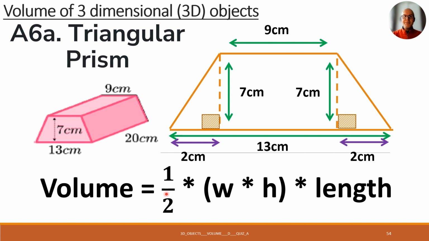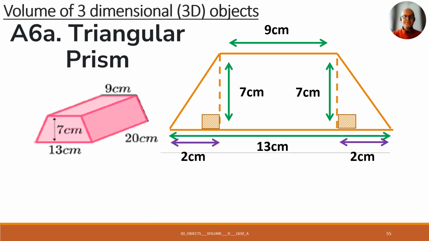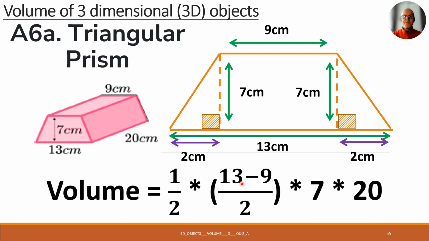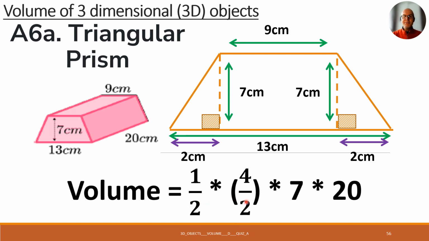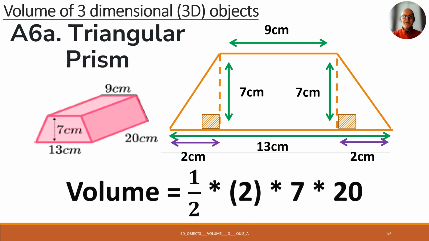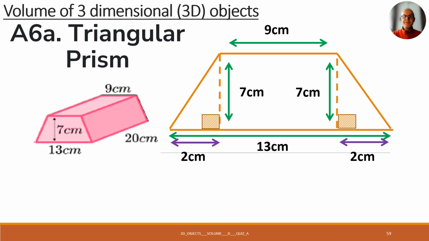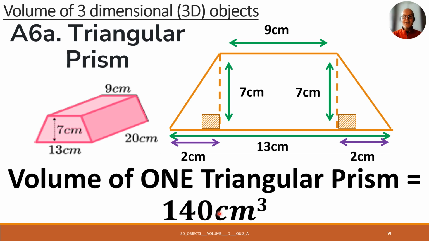So for the triangular prism, remember volume formula, half times width times height times length. Now we've got the width and the height for our triangle. So the area of the triangle for the triangular prism, 13 minus 9 divided by 2, height 7, length 20. So half times 4 divided by 2 times 7 times 20, half times 2 times 7 times 20, that equals 140 centimeters cubed. So that's the volume for one of the triangular prisms.